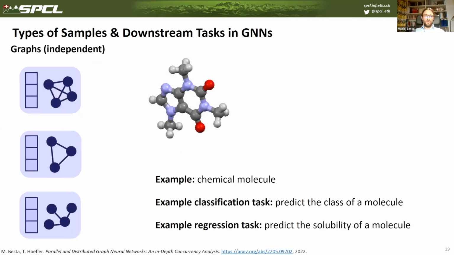Right, then we have the third class of samples, which are independent graphs. This is a bit of a special type of sample, in which a single sample is not really having any dependencies to other samples, but it may have some intra-sample edges, right? The obvious example is a chemical molecule being modeled by such a small graph, and an example classification or regression task being to predict some aspect of this molecule, for example, a class or a solubility, etc.